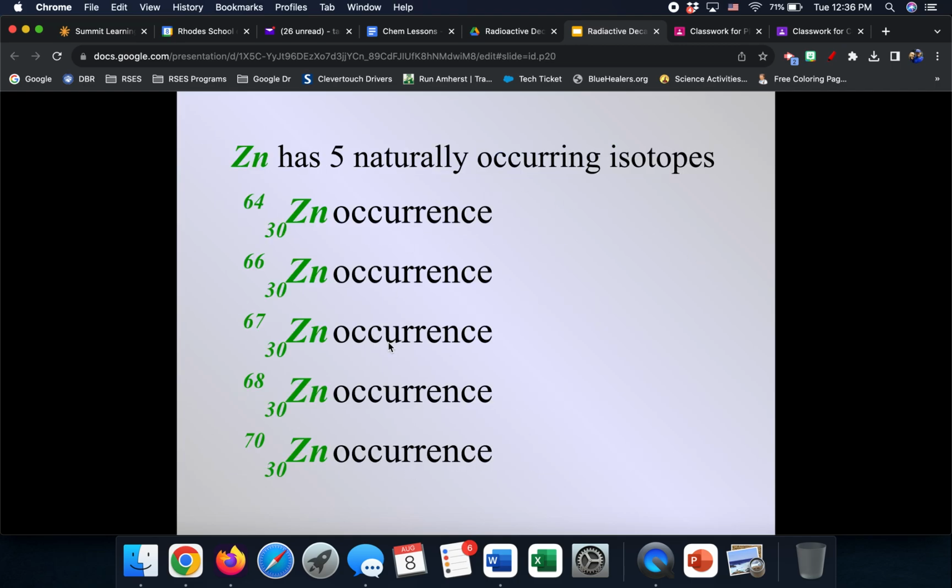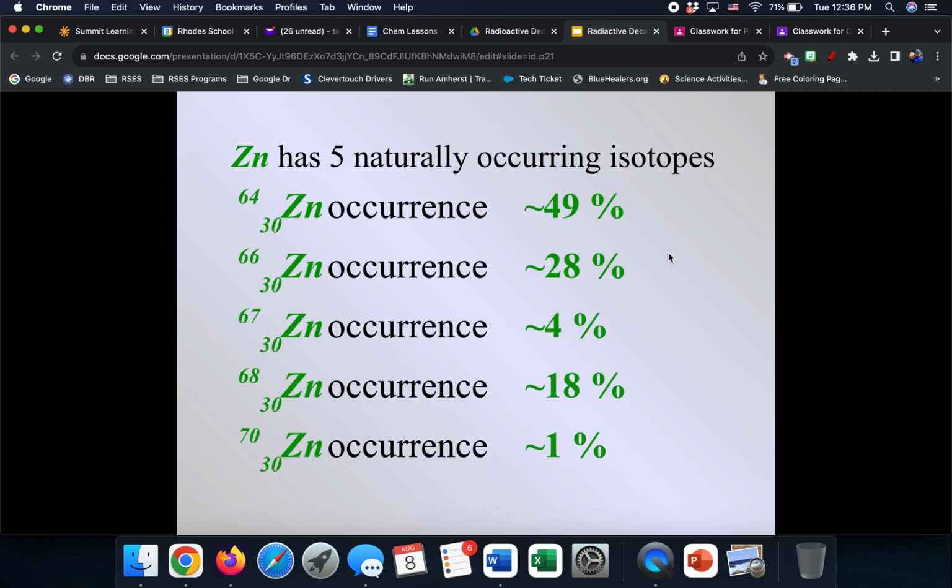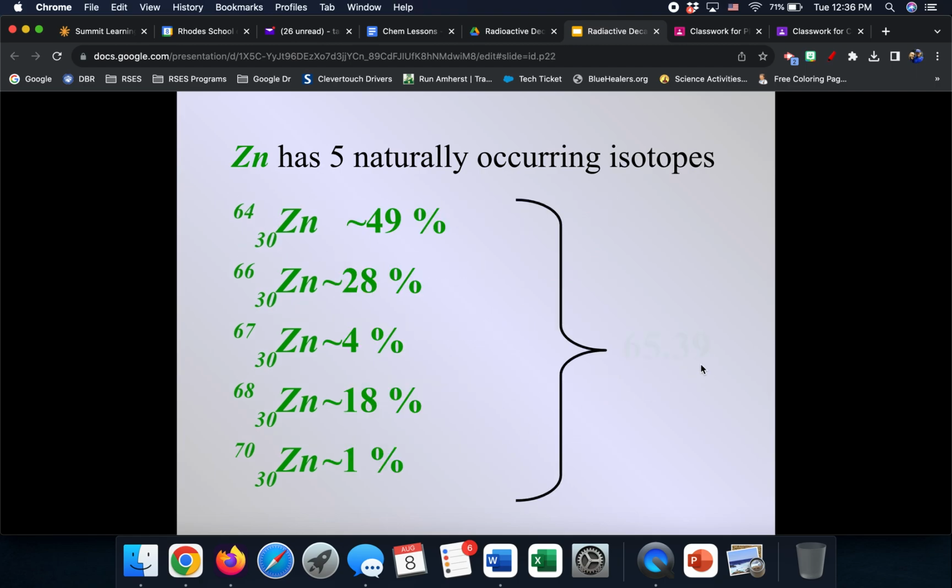Here are the 5 naturally occurring isotopes of zinc. 34, 36, 37, 38, and 40 neutrons are all available. Here are their percentages. Notice about half of them have an atomic mass of 64, and about half are between 66 and 70. So when we do the math here, we get 65.39, because half of them are between 66 and 70 and half are at 64.